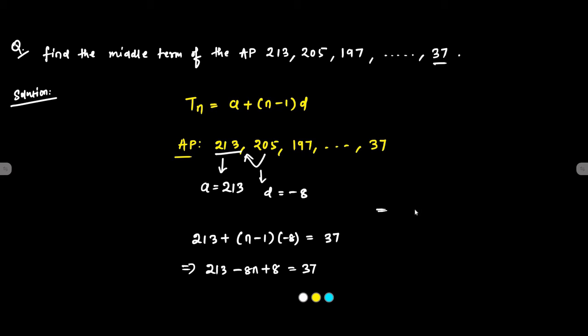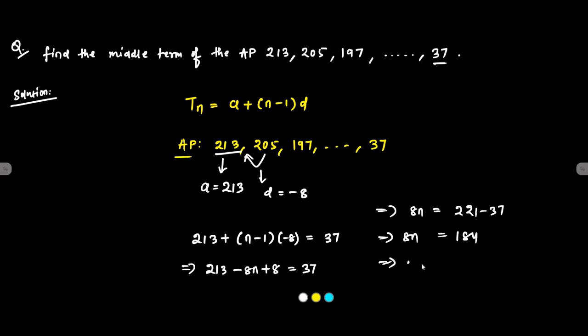That implies 8n is equal to 213 plus 8, that is 221, minus 37, and this is equal to how much? 221 minus 30 is 191, 191 minus 7 is 184. Yes, 184. So 8n is 184.